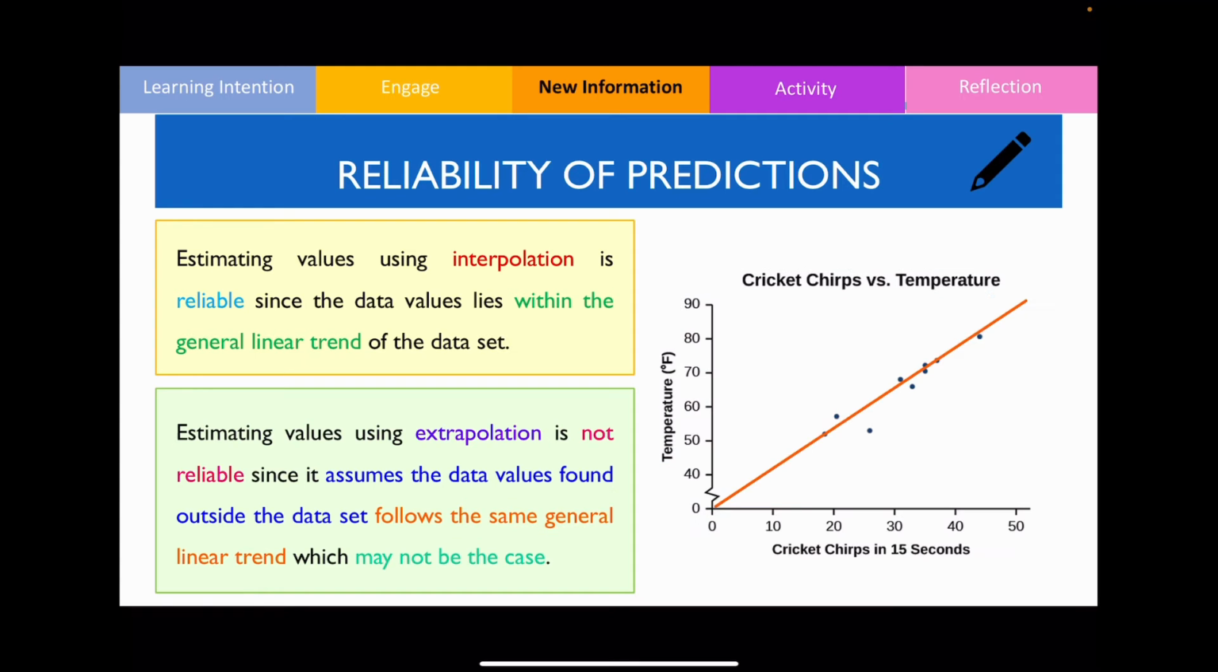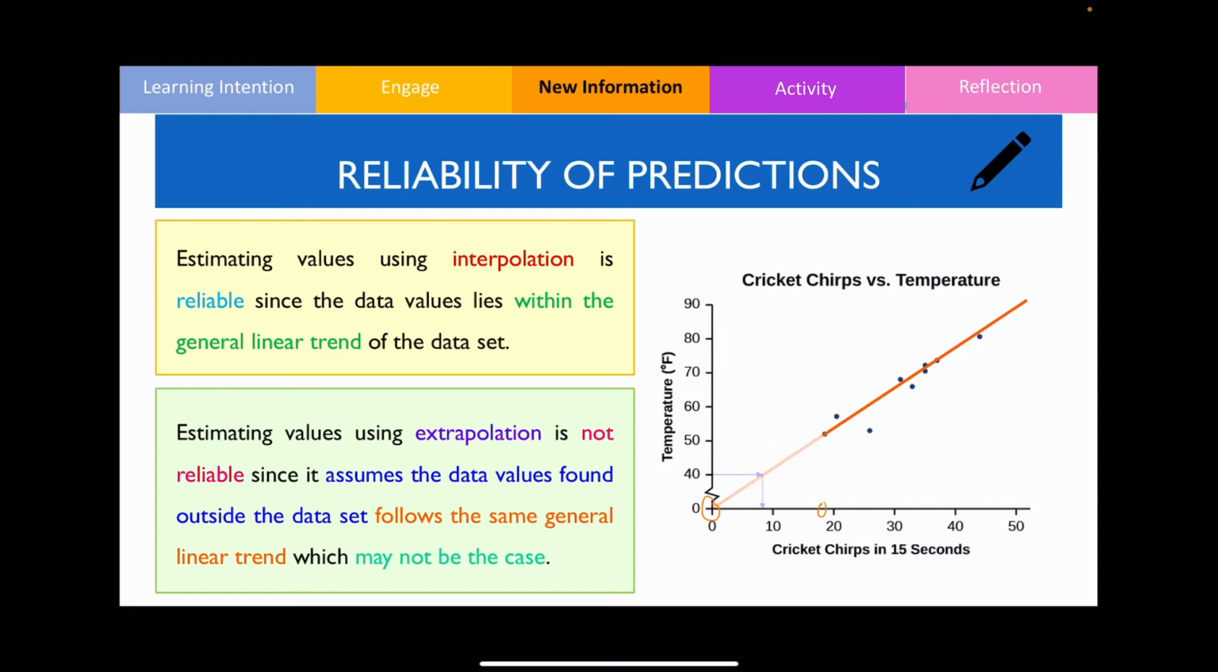Let's say we are predicting the number of cricket chirps if the temperature was 40 degrees. In this example, I'm going to use the eyeballing method so you can clearly see why this method is inaccurate. According to the line of best fit, I would say that the number of cricket chirps will be roughly 8 at 40 degrees. However, this method is only valid assuming that the values between 0 and 18 over here also follow the same linear trend.